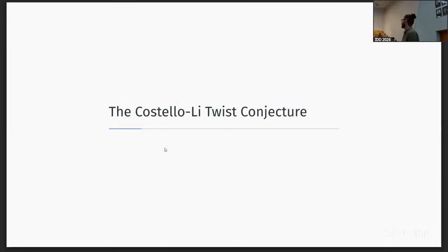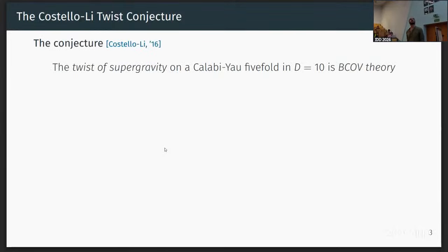So let's start with the Costello-Li twist conjecture. And the conjecture itself is relatively straightforward. The conjecture namely says that the twist of supergravity on a Calabi-Yau fivefold, so in 10 dimensions, is BCOV theory. And I guess for most of you, and also for me, this is not very enlightening. This is more of a word salad. So let's break this down.